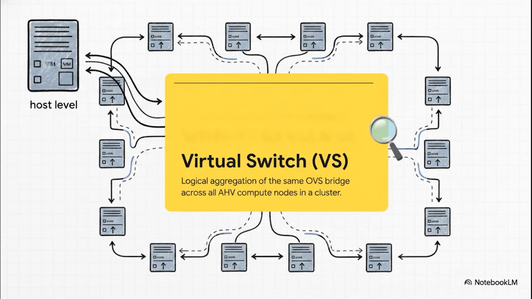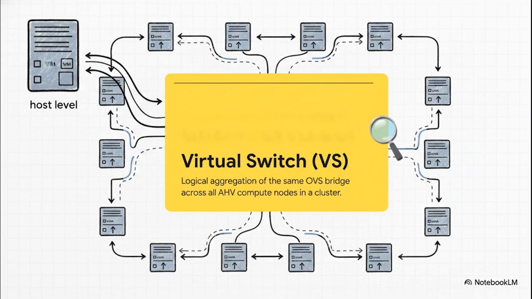Now zoom out with me from that single host to the whole cluster. This is where a virtual switch, or VS, comes into play. A virtual switch is a logical construct. It defines a collection of AHV compute nodes and their uplink ports. Crucially, it's a logical aggregation of the exact same OVS bridge across all those compute nodes in a cluster. It's not just sitting on one host.